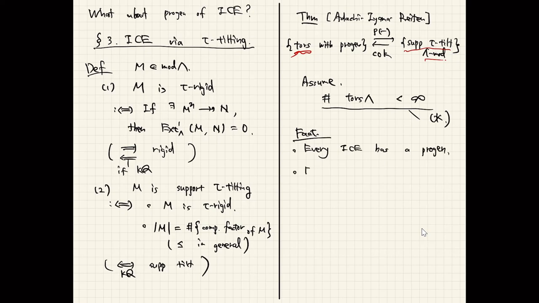And every wide subcategory W is equivalent to another module category, mod gamma, for some finite dimensional K-algebra gamma. And maybe we are able to state our final result.